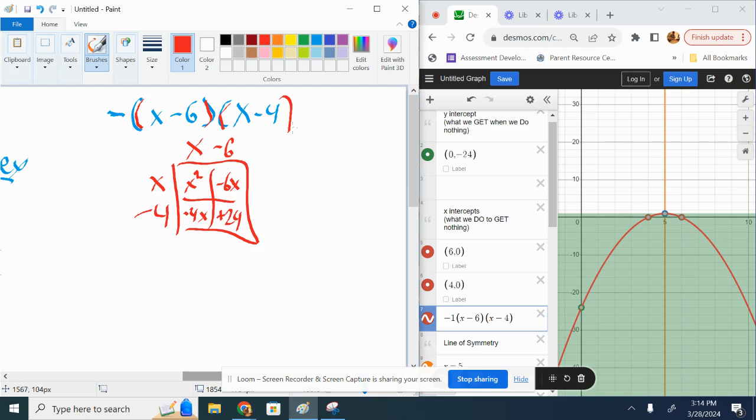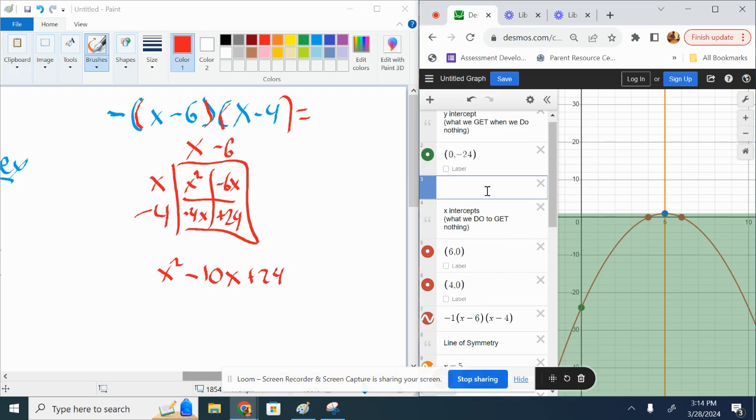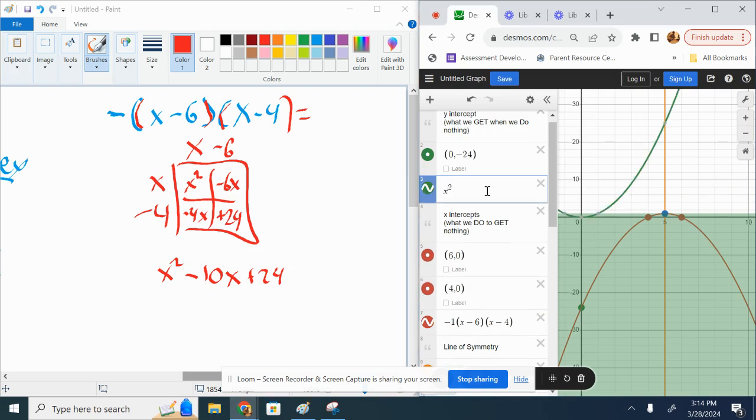So we write out what we get. We have 1x squared. We have 4 negative x's and then 6 negative x's. When I put those together, that ends up being 10 negative x's and then 24 units. So when we write our equation for that, we get x squared minus 10x plus 24.